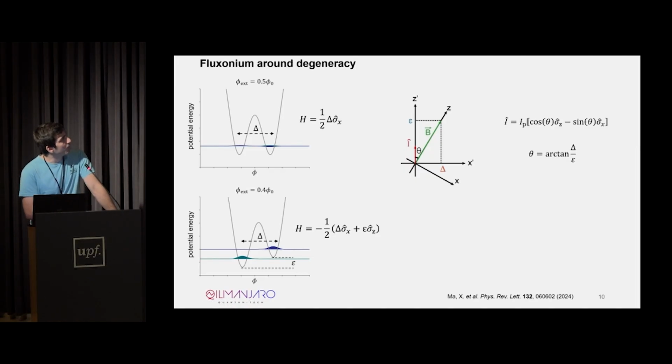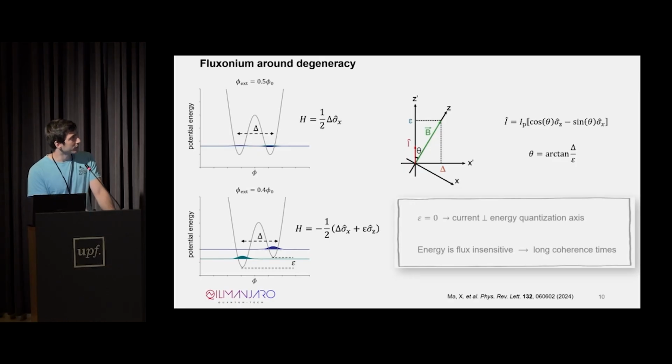so that it points in one particular fixed direction, which is called zeta prime here, and look at epsilon and delta like the components of the magnetic field B. So that by tuning delta or epsilon or both, you can tune the direction of the magnetic field, meaning that you can tune the direction of the energy quantization axis with respect to the current operator.